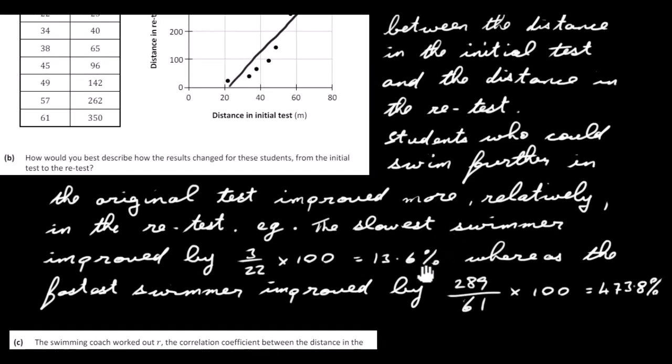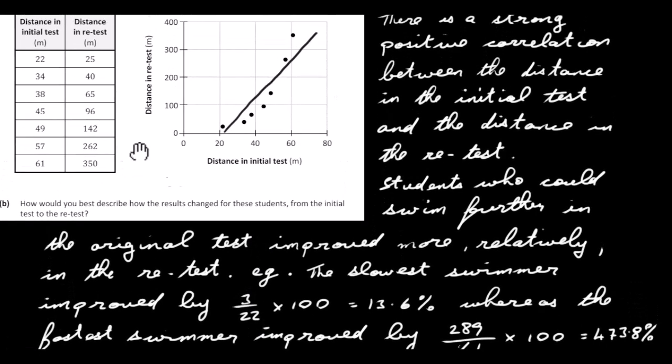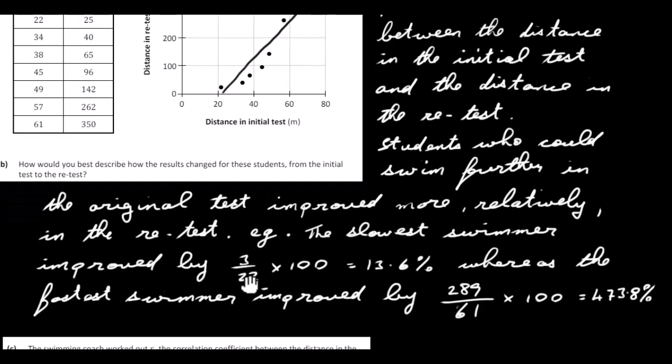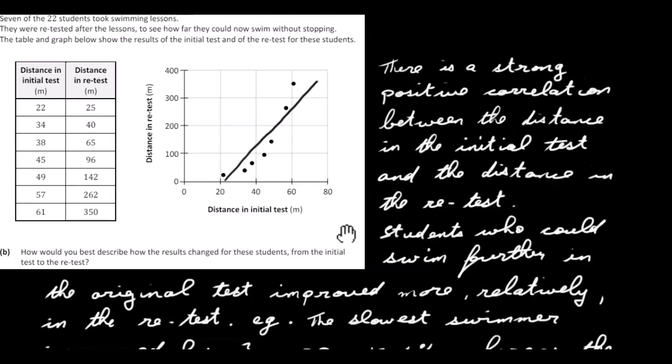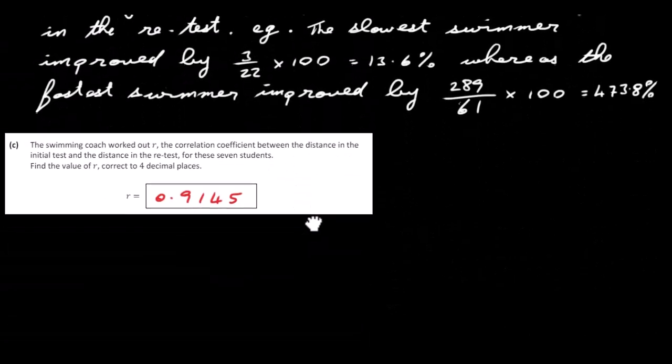I took the slowest and the fastest swimmer. The slowest swimmer improved by 3/22. 3 is the difference. They originally could swim 22, they improved up to 25, that's a difference of 3 meters. So it's 3 divided by the original distance, which is 22, times 100. So they improved by 13.6%. Whereas the fastest swimmer increased their distance by the difference between these two, which is 289, divided by the original distance, 61, times 100. They improved by 474% here. So what I'm saying here is that the further the student could swim originally, the more they improved. So that's really it for that one, okay?